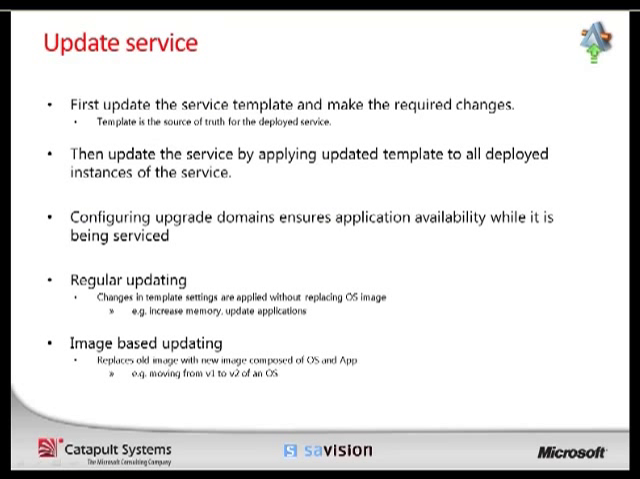The process is to update the service. You update the service template, make the required changes, then update the service by applying the template to all deployed instances of that service running in the cloud. You can configure upgrade domains, which ensure application availability while it's being serviced, so it might actually move the resources. It gives you regular updating without having to suffer any downtime for the service, and it allows you to update multiple machines instead of updating each individually.